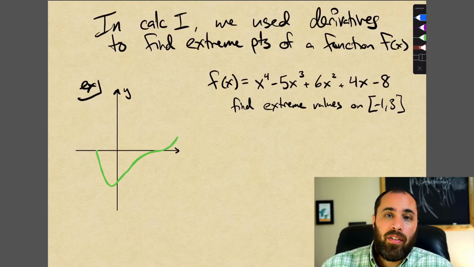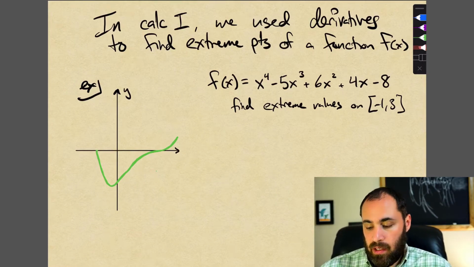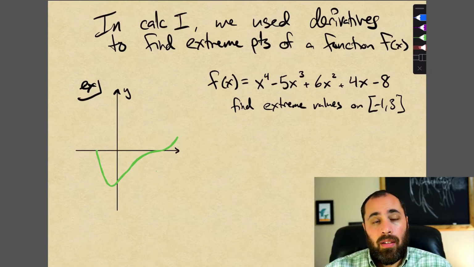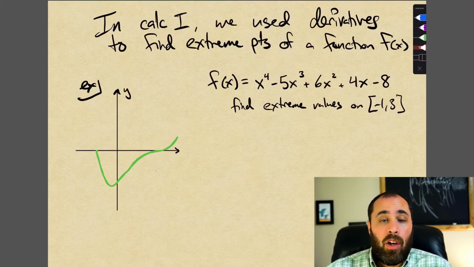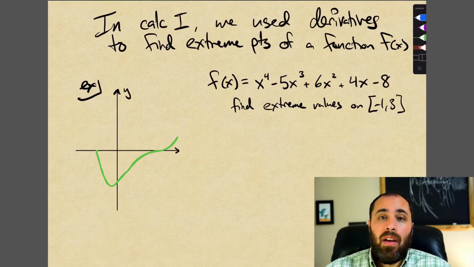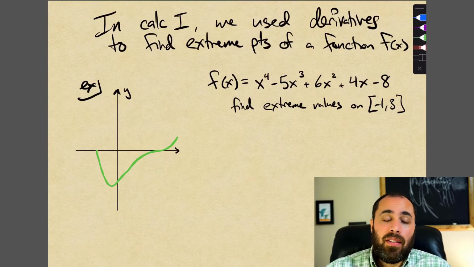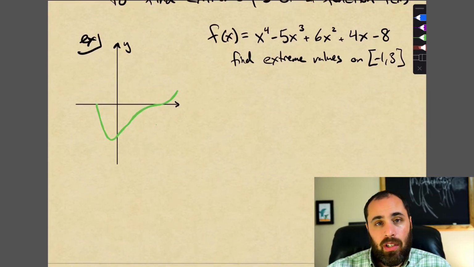So this was one of our first applications of the derivative. The idea was if we wanted to find extreme values for a function, we would start by finding the critical points, that is, the places where the derivative was zero or didn't exist. And then we had some tests to see if these were maxes or mins. So let's look at this question.